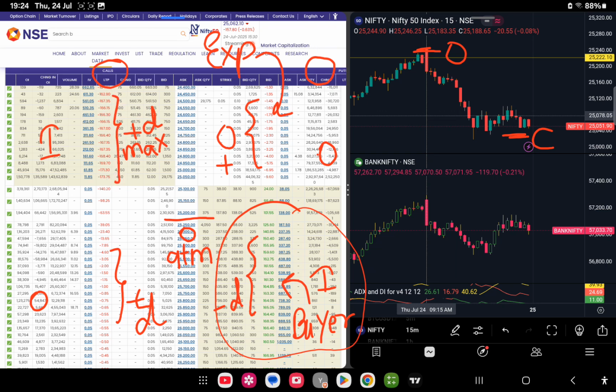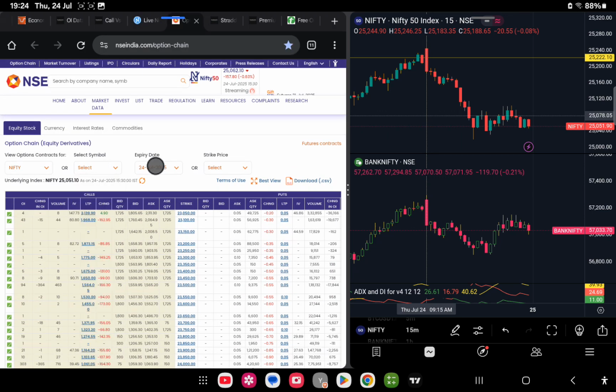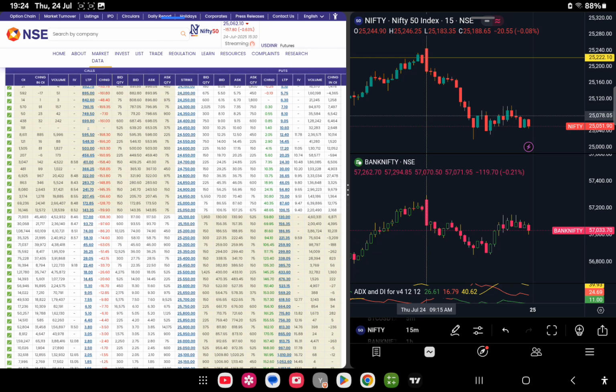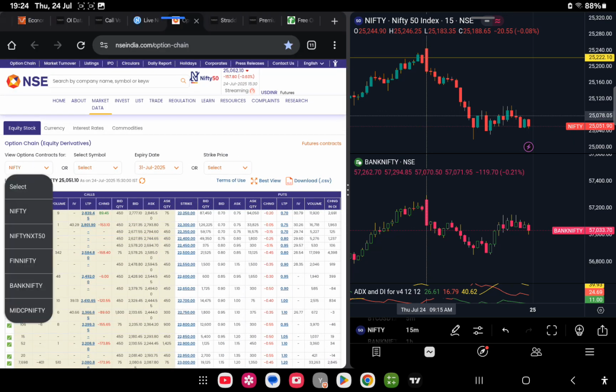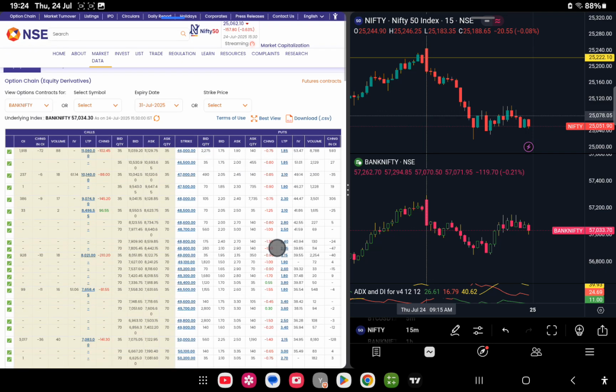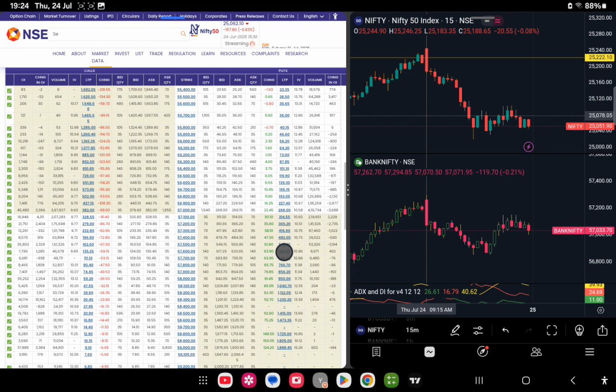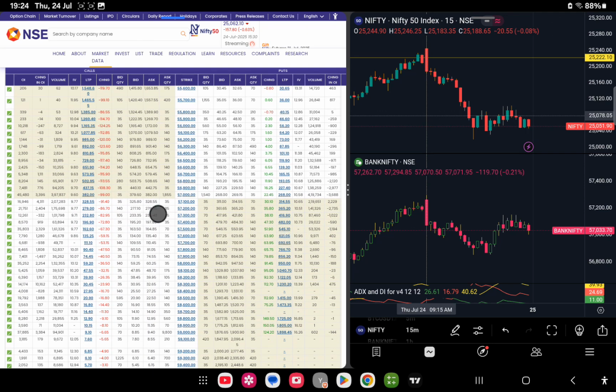Now let's go and check the next expiry quickly. The next expiry is going to be the monthly expiry, and you could see the change in the position. Now we'll go and check Bank Nifty, Finnifty and Midcap Nifty. You can check by yourself. Open is 57,200, so this was the open ATM. You could see it's positive on the call side, and on the put side it is negative because of the monthly expiry.